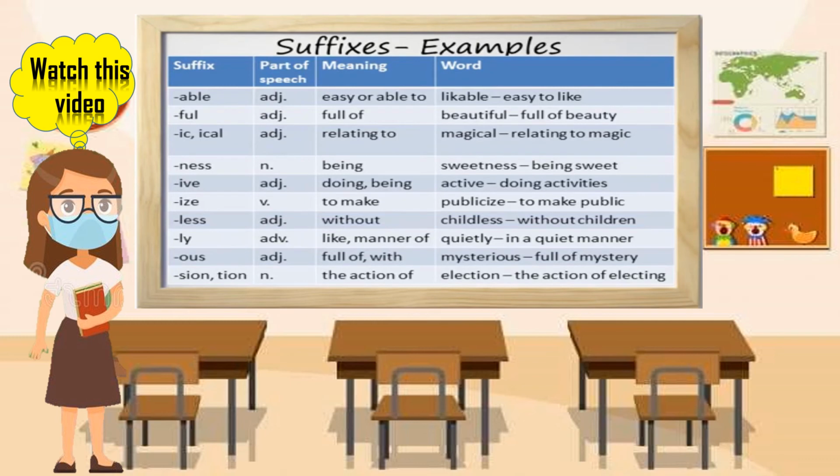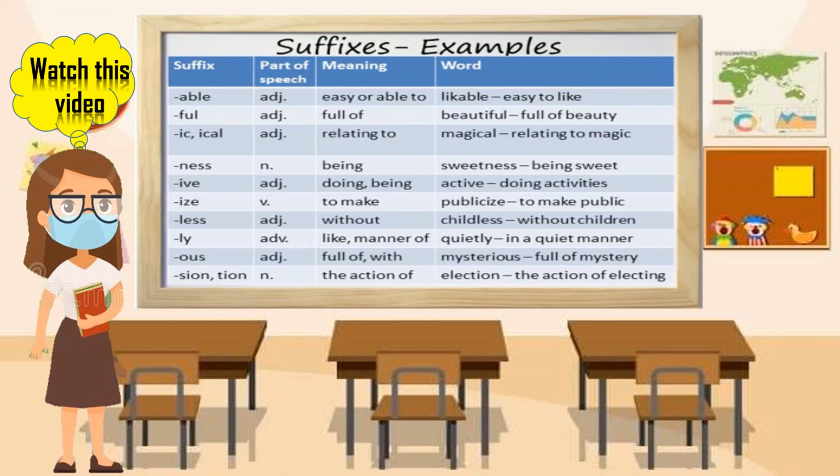The suffix "-ize" forms a verb. It has the meaning to make. So, for example, the word publicize means to make public. The suffix "less" forms an adjective, and it has the meaning without. So, for example, the word childless means without children or without a child. The suffix "ly" forms an adverb, and the meaning is like or in the manner of. So, for example, the word quietly means in a quiet manner.